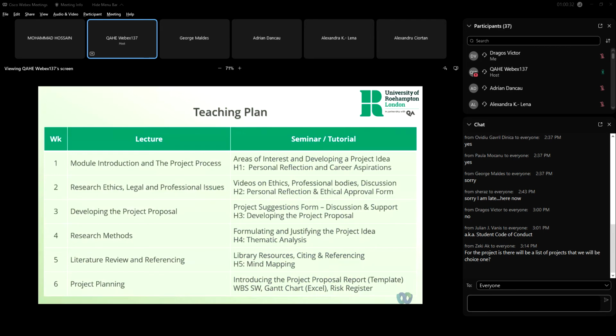So what are we going to be tackling during this semester? We start today with a module introduction to the project process. Then in week 1, on Thursday in London, and on other days in Birmingham and Manchester, you will be discussing areas of interest so that you can develop a project idea. And you will be working on this handout here, personal reflection and career aspirations, right?